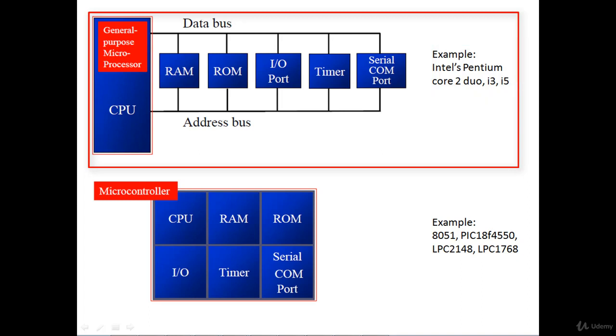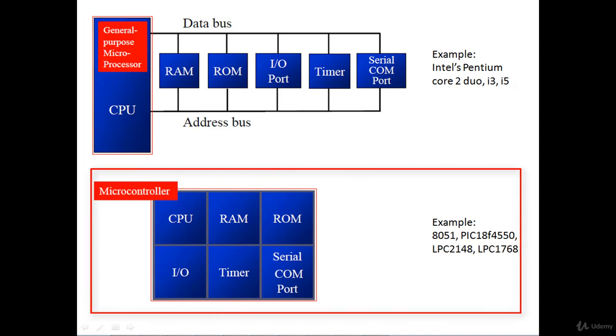Applications of microprocessors include desktop PC, notepad, laptop, etc. Microcontrollers have a processing unit, the CPU, in addition to a fixed amount of RAM, ROM, input output and other peripherals, all embedded on a single chip.